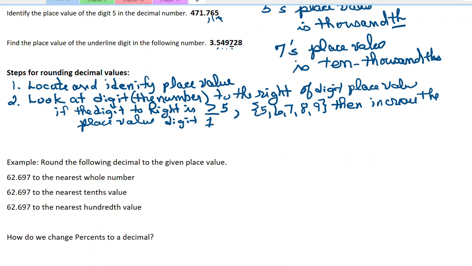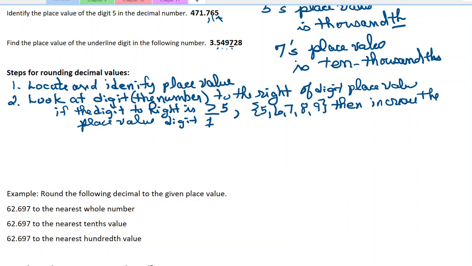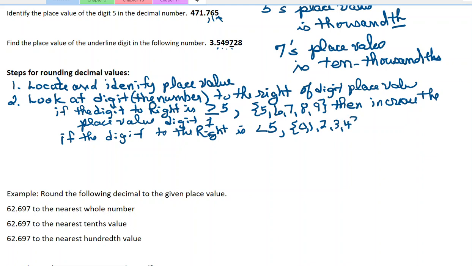Then there's the other condition. If the digit to the right is less than 5, that means that it could be a 0, a 1, a 2, a 3, or a 4. It can be one of these numbers on the right. Then the place value digit remains as is.